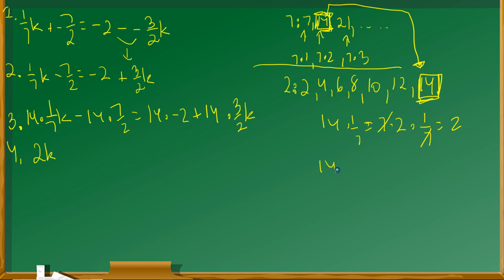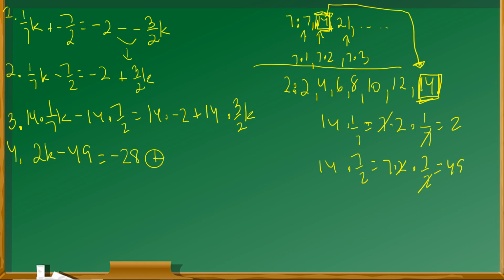Next I have here 14 times 7 halves. Again, I rewrite the 14 as 7 times 2 times 7 over 2. I cross off the 2's this time. That's going to give me 49. So I put over here the negative 49. Negative because there's a negative in the equation. On the right side, I have now 14 times negative 2, that's negative 28.